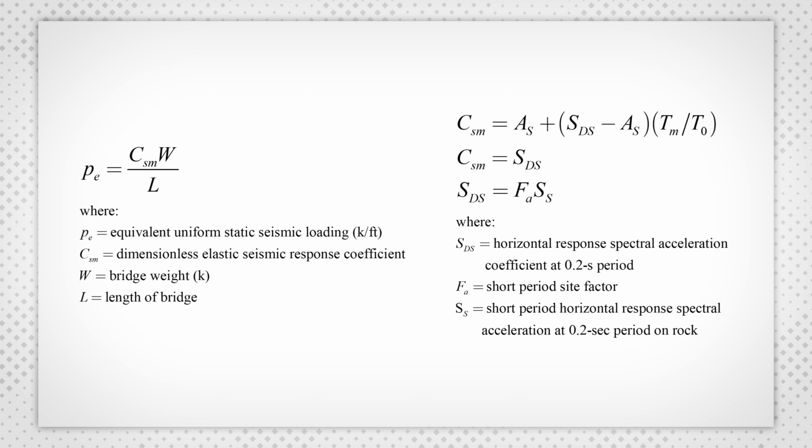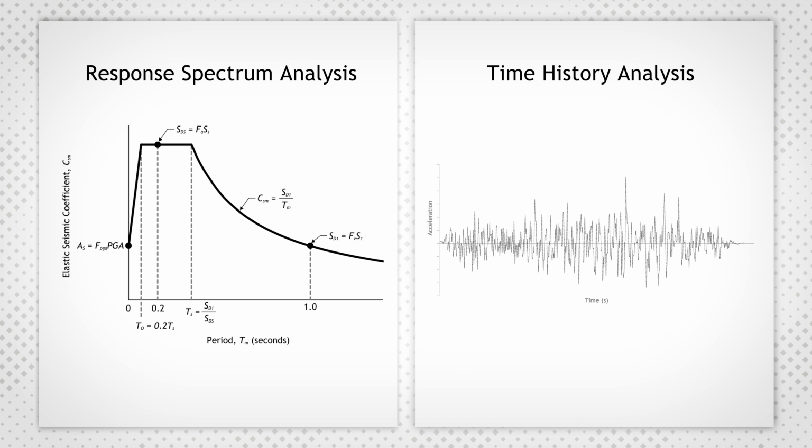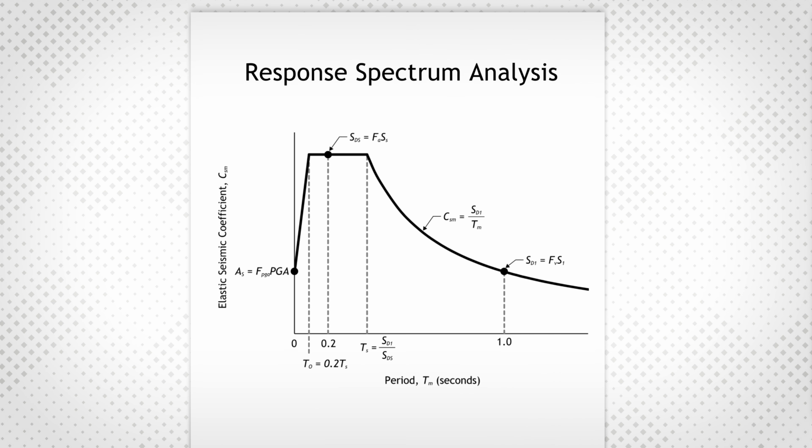Two more key seismic analytical methods are available for structures, namely response spectrum analyses and time history analyses. In a response spectrum analysis, the engineer determines the dominant periods of vibration of a structure. They find the corresponding accelerations and apply them to the mass of the structure in proportion to how much this mode contributes to the overall seismic behavior. This results in a reduced seismic force on the structure.